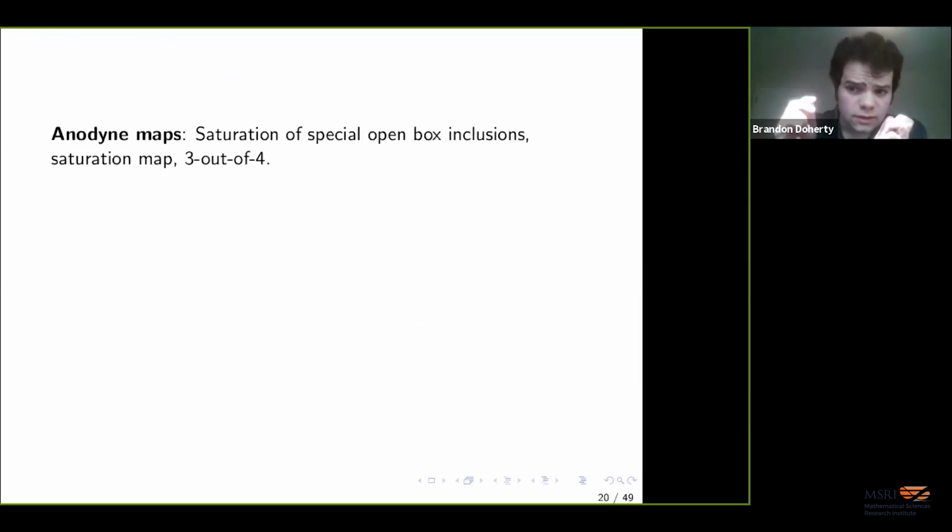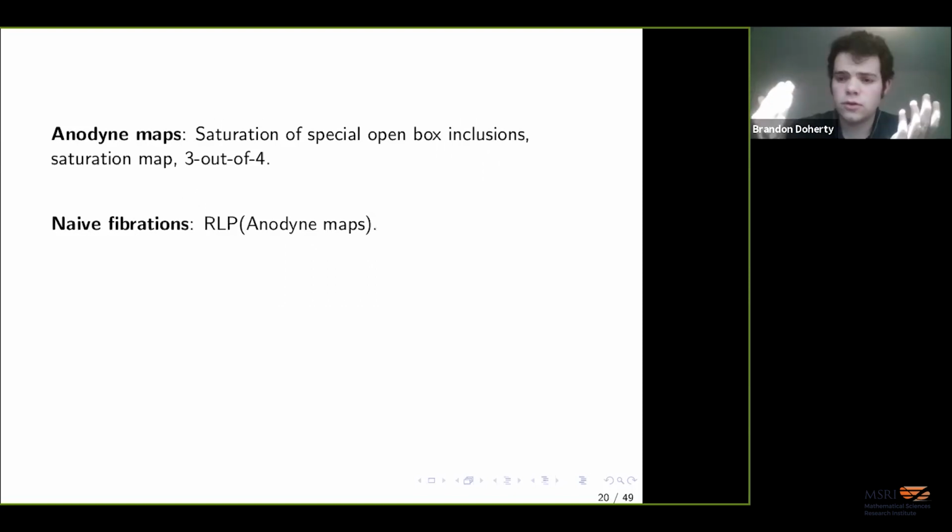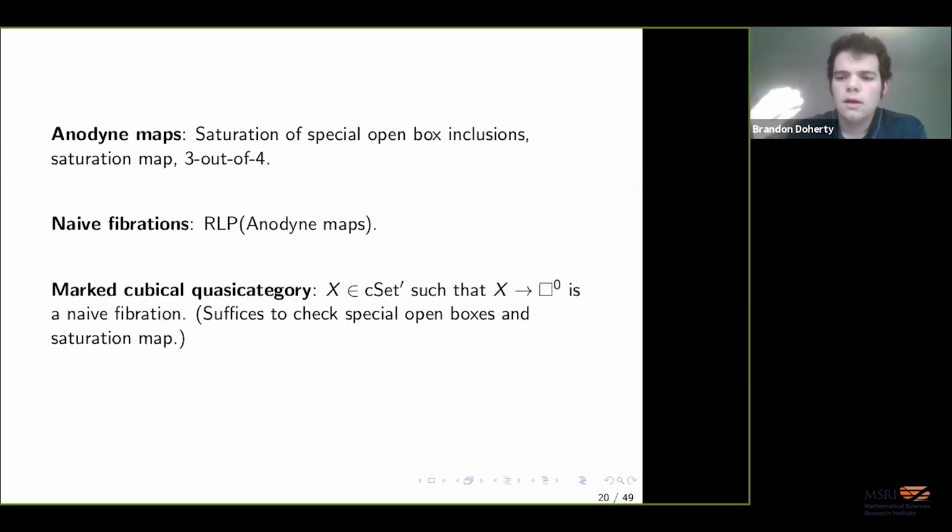Then we define the anodyne maps to be the saturation of the special open box inclusions, the saturation map, and the 3 out of 4 maps. And then the naive fibrations are the maps having the right lifting property with respect to the anodyne maps. And a marked cubical quasi-category we define to be the marked cubical sets such that the map into the terminal object is a naive fibration, so has the right lifting property with respect to these classes of maps.